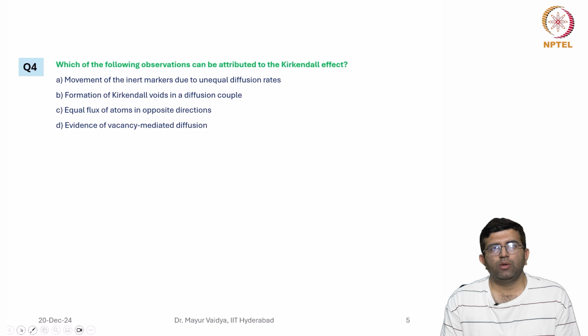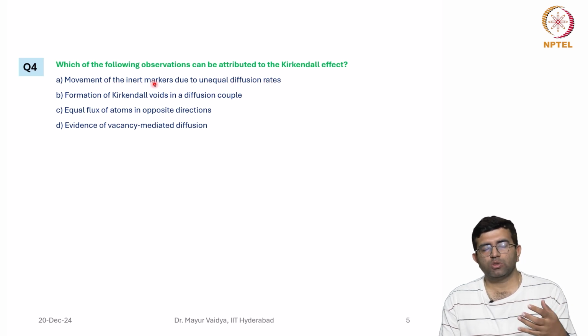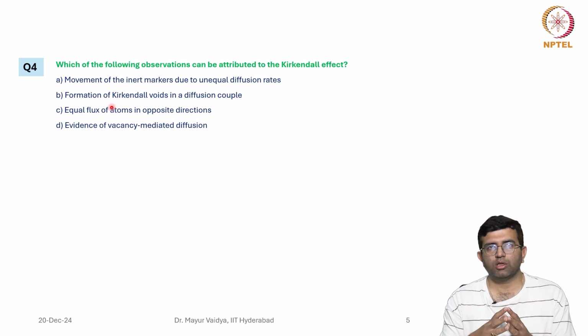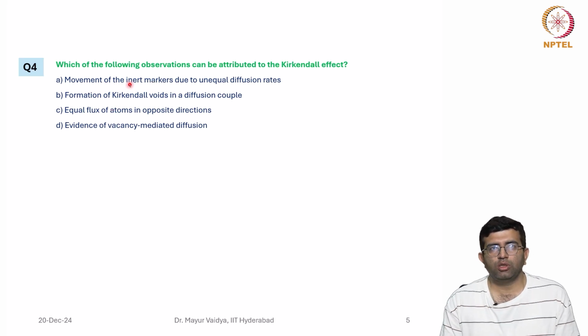Moving forward. Which of the following observations can be attributed to the Kirkendall effect? So, let us look at the options. Movement of the inert markers due to unequal diffusion rates. Yes, this option is correct. If the diffusivities were equal, then we would not have observed the movement of inert markers. So, this is what Kirkendall showed.